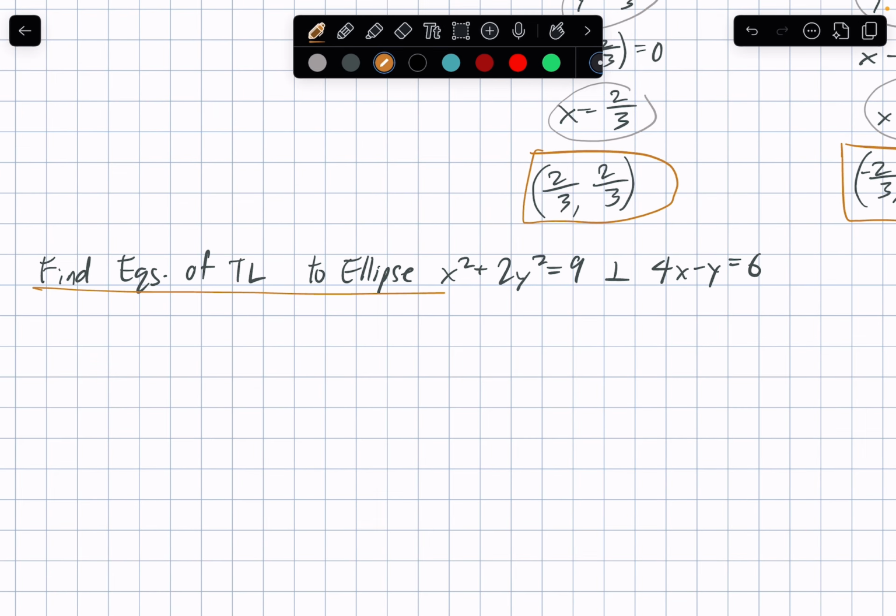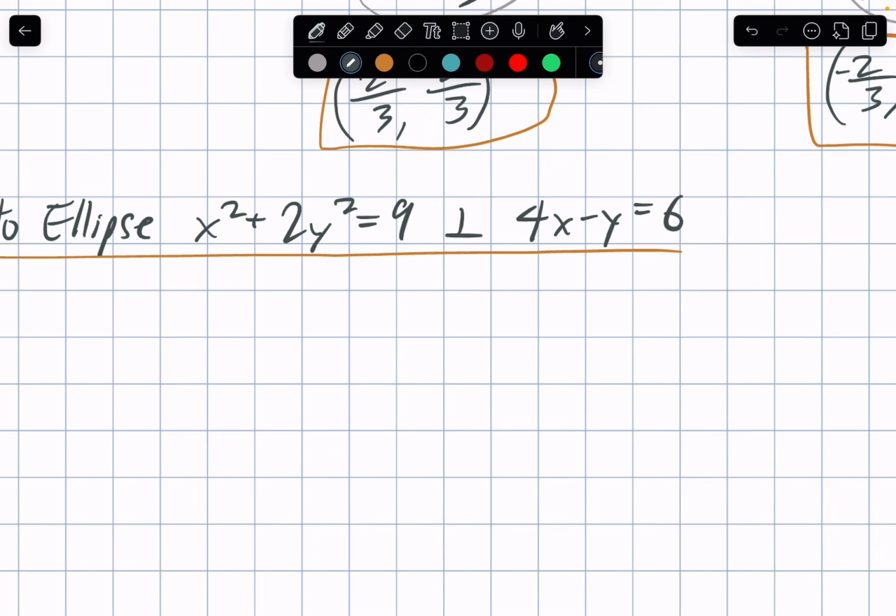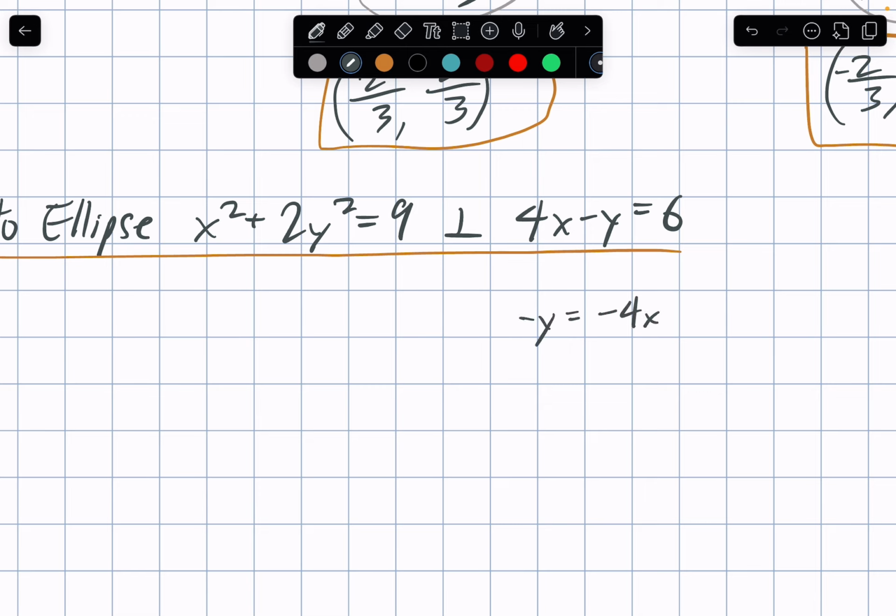What's the easiest to find? Usually you do that step first. We can identify the slope of this line, and later we identify whether it's off the normal line or off the tangent line. So negative y is equal to negative 4x plus 6, y is equal to 4x minus 6, m is equal to 4. So is this off the normal line or off the tangent line?